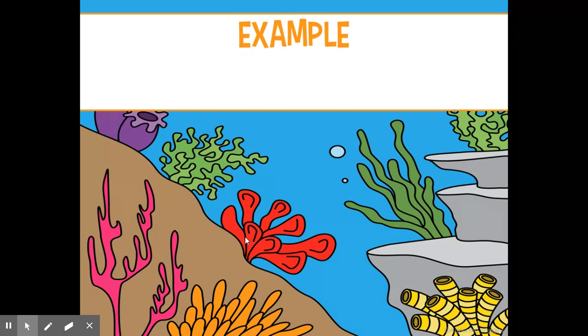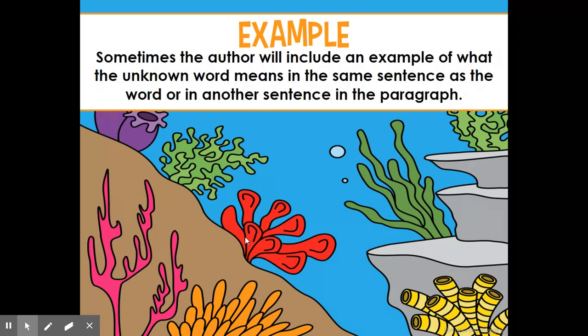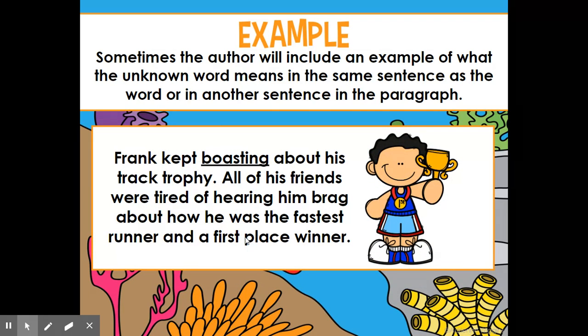All right, and another context clue hint is an example. Sometimes the author will include an example of what the unknown word means in the same sentence as the word or in another sentence in the paragraph. Frank kept boasting about his track trophy. All of his friends were tired of hearing him brag about how he was the fastest runner and a first place winner. So you have the word boasting, and you have to figure out what that means. All of his friends were tired of hearing him brag about how he was the fastest runner. So boasting means you are bragging about something.